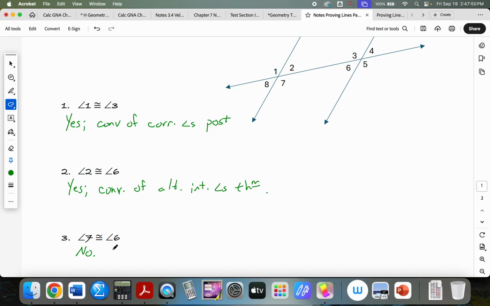And what I would say for my explanation is we need angle 7 and angle 6 to be what instead of congruent? Exactly right. We need them to be supplementary. It's the wrong relationship.